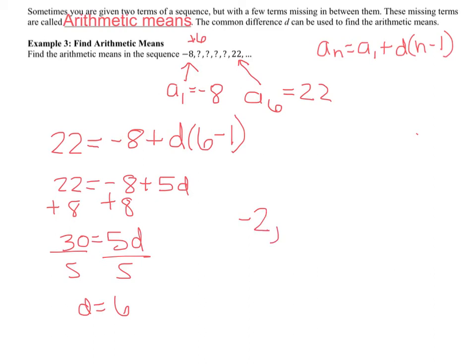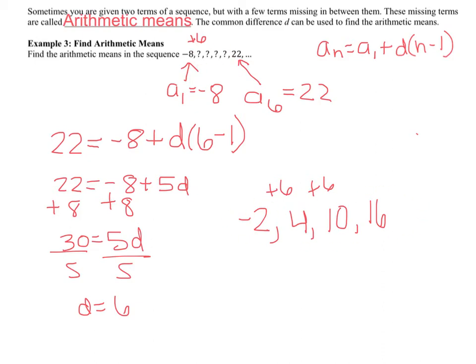Then I'll take negative 2 plus 6, and that's going to give me 4. Then I'll have 4 plus 6, which gives me 10. 10 plus 6, which gives me 16. And you always want your arithmetic means to match up with the number of question marks that there are. So we have 1, 2, 3, 4 question marks, and now we have 4 numbers.